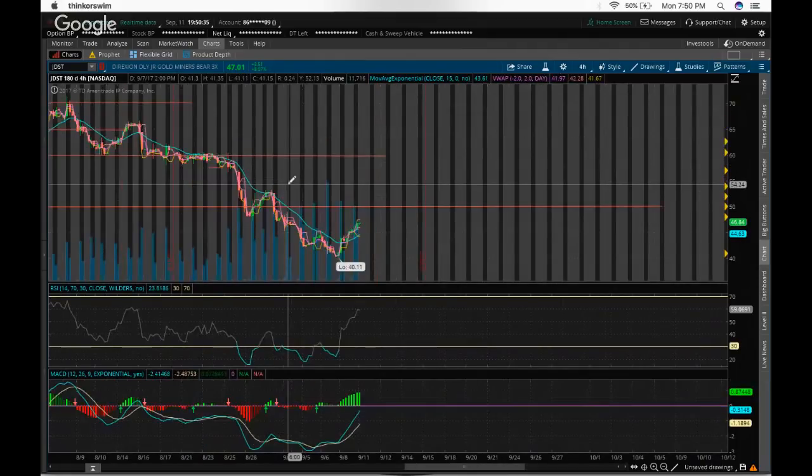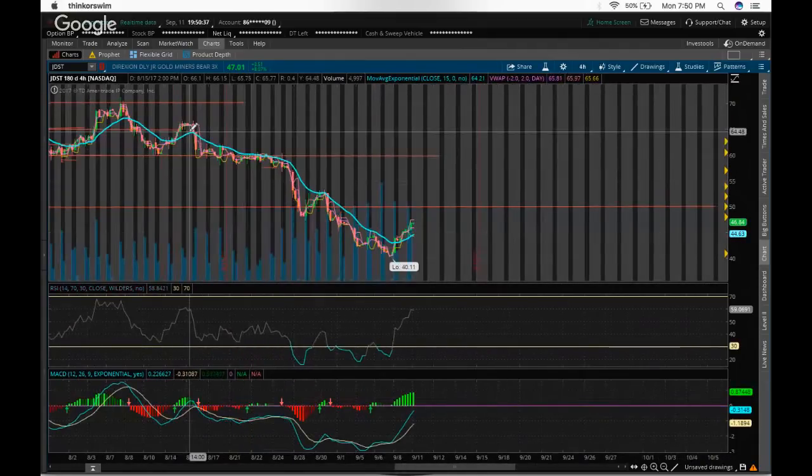But again, taking the same approach. This is a gold-based ETF. This is a bear ETF. Obviously, gold, which is JNUG, was seeing a huge upward trend, breaking every resistance. And JDST, because it's the inverse ETF, the bear ETF, was seeing a huge downward trend. Again, holding below the EMA. The volume was there. It was seeing a huge downward trend.